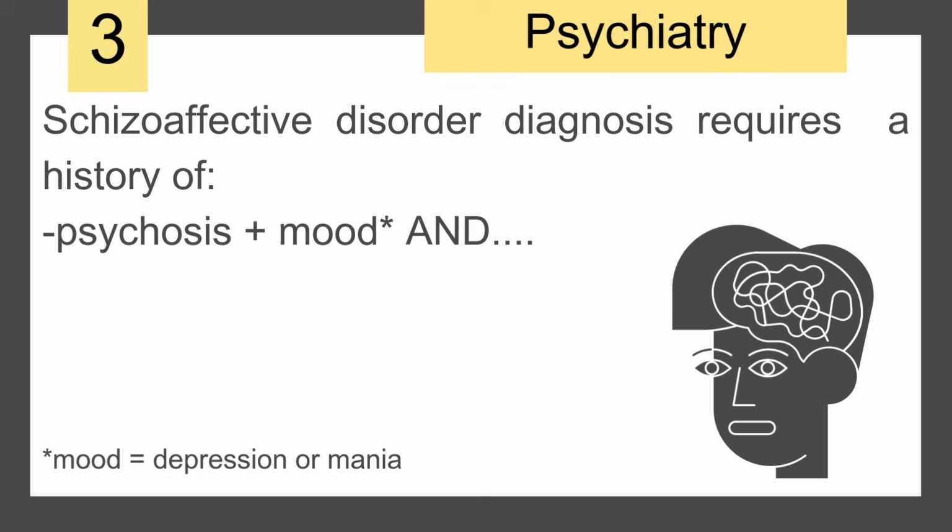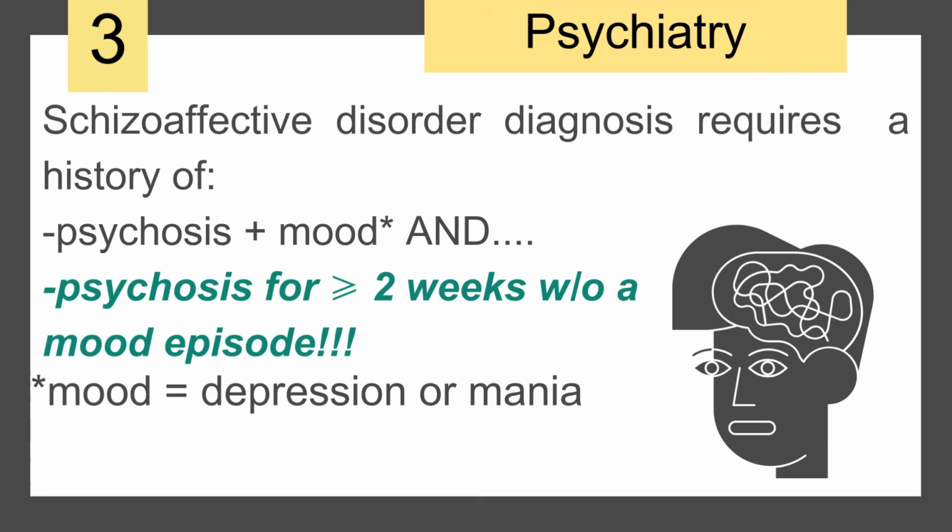Alright, question 3. Schizoaffective disorder. Schizo for psychosis and affective for the mood component, which can be either depression or mania. Now, this is a pretty awful question I have over here, but the point I want to get at is to qualify for schizoaffective, we have to see psychosis for at least 2 weeks without a mood episode. That is, the psychosis has to be independent of the mood. If the psychosis is always dependent on the mood, then we just call it a mood disorder with psychosis. For example, a patient that's depressed, and when they're depressed, they get psychotic. That's why for schizoaffective specifically, we need to see psychosis independent of mood for at least 2 weeks.